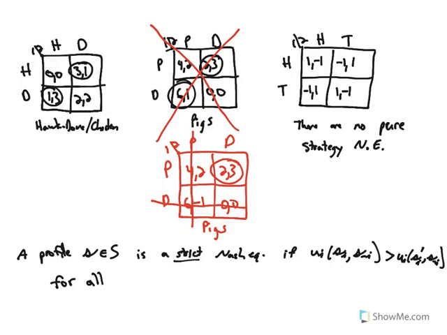For all Si prime in S and for all I. So for every player I. Notice this is the same definition we had for Nash equilibrium, except instead of greater than or equal to, this is a greater than sign. So a strict Nash equilibrium is that every player has a unique best response in that equilibrium profile.